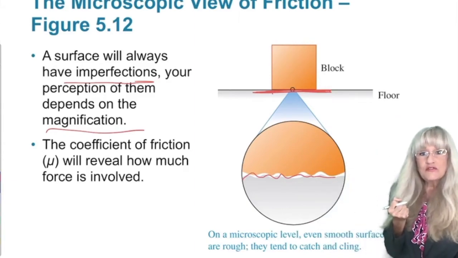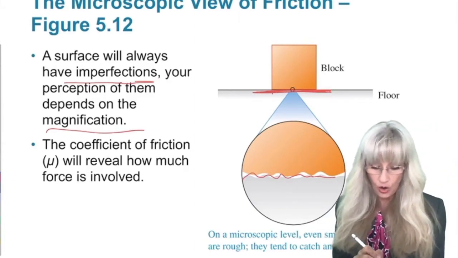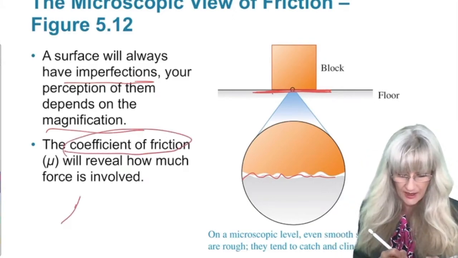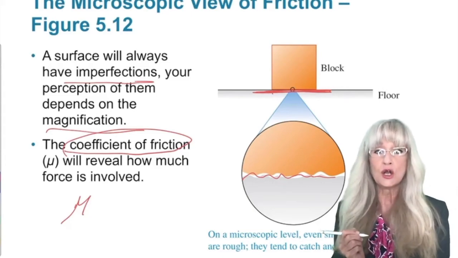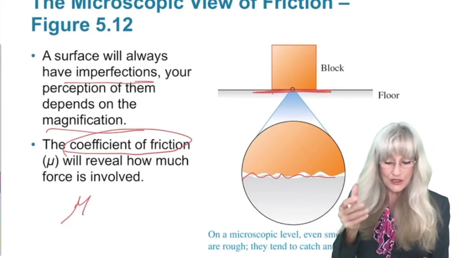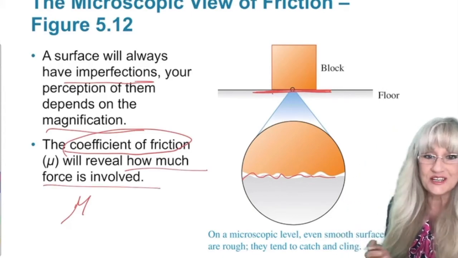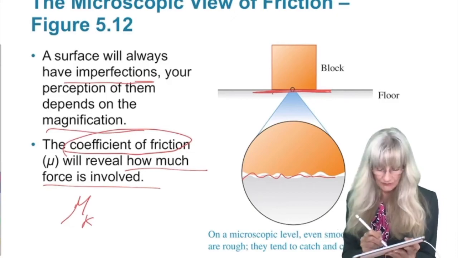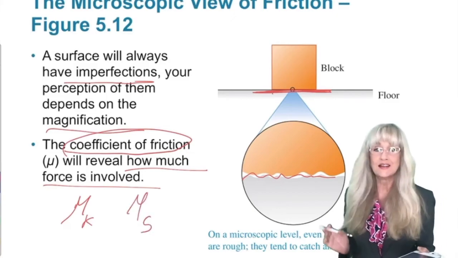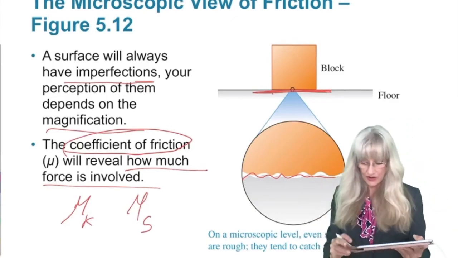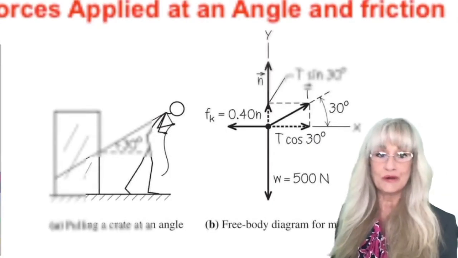How do we quantify friction? We always have this coefficient of friction, again this elongated Greek letter mu, which reveals how much force is involved. Again, it is a coefficient that is kinetic or a coefficient that is static. But don't worry, it's just a number, and it is also a small number.